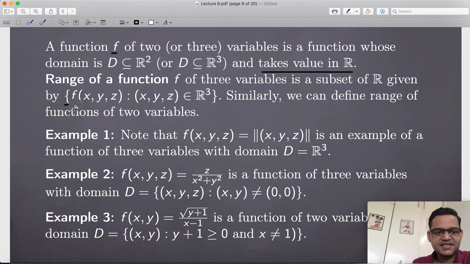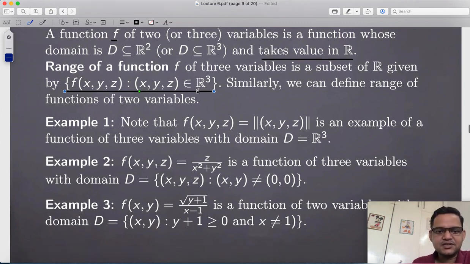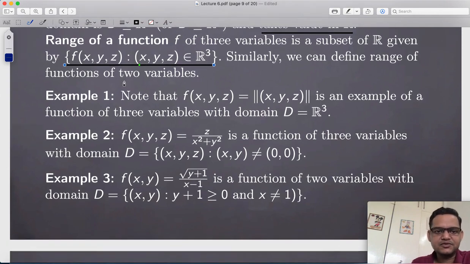The range is the set that you collect of all the values this function takes when (x, y, z) varies. This actually should be the domain. If the domain is the whole of R3, then this is the range, otherwise you just put here D, because outside the domain the function is not defined. Similarly you put the definition for 2 variables and so on.